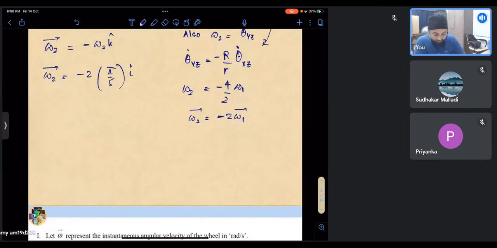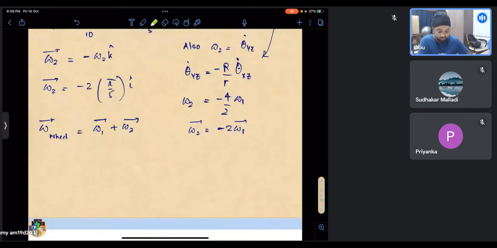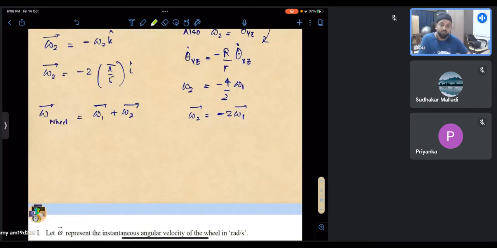So with this, can we write the total angular velocity of the disk, of the wheel? It's nothing but omega 1 plus omega 2. Omega 2 is the velocity this is having with respect to this arm, and that arm itself is having an angular velocity in the plane xy. So the total angular velocity of the wheel, disk or wheel, I'm using them interchangeably. I hope that is clear. So the total angular velocity of the wheel is nothing but omega 1 plus omega 2 in the vector form.